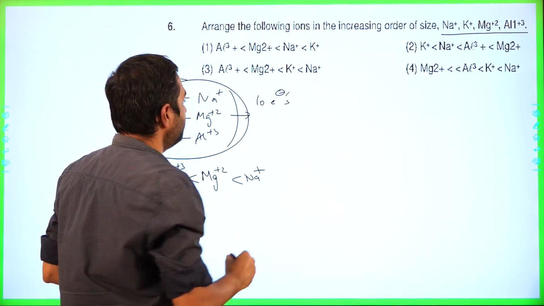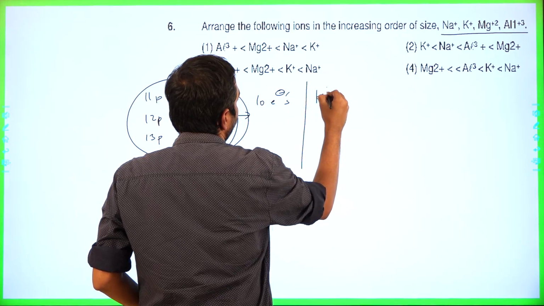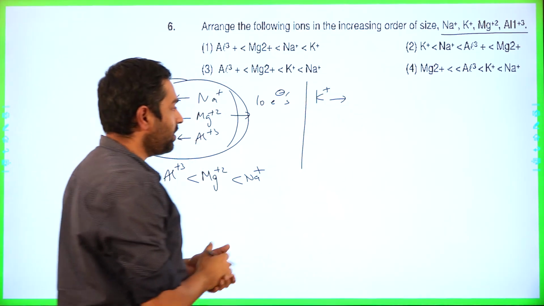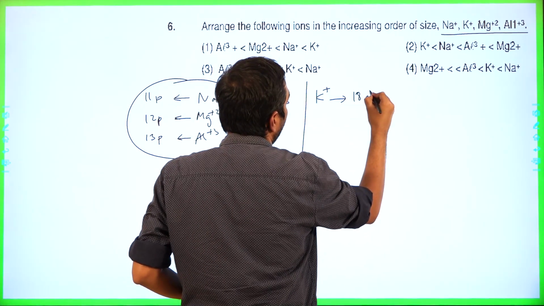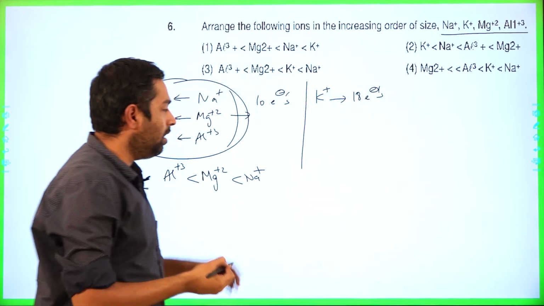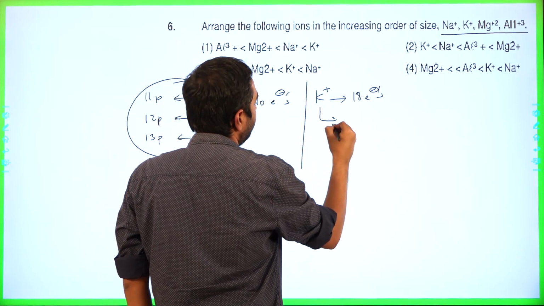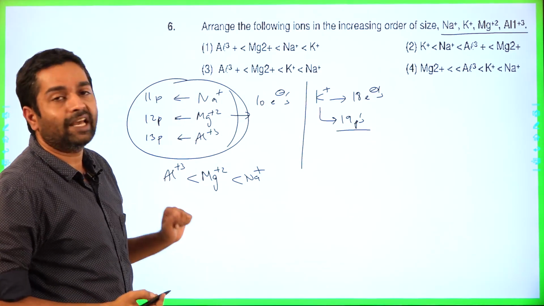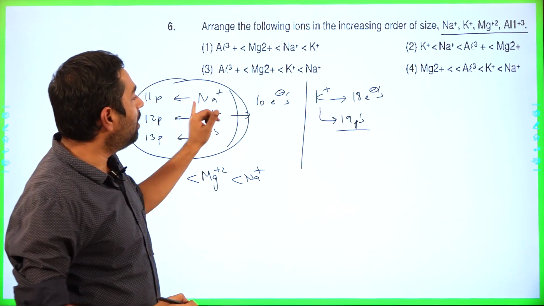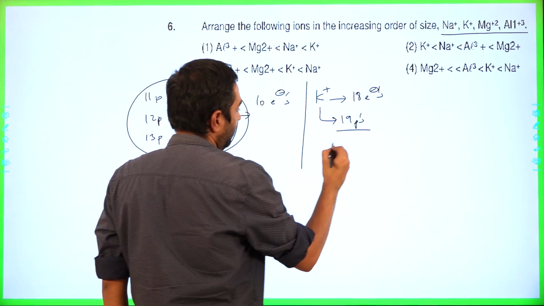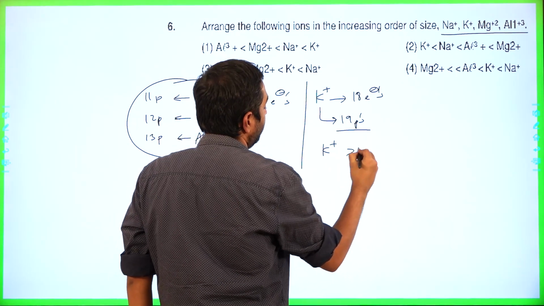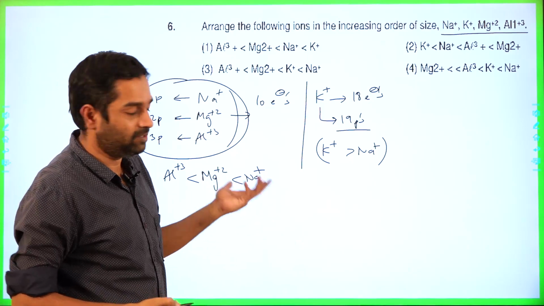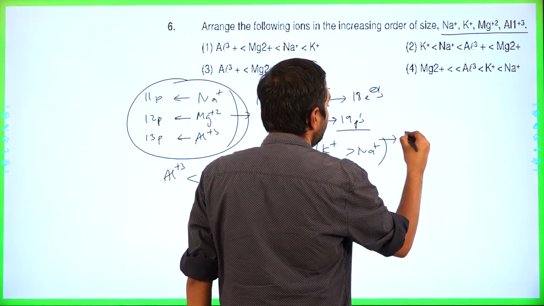When I bring K plus into the picture, K plus has argon configuration, so it has 18 electrons, but it also has 19 protons. The size of K plus is larger compared to the size of Na plus itself. So K plus is going to be larger than Na plus. Why? Because down the group, size increases. As simple as that.